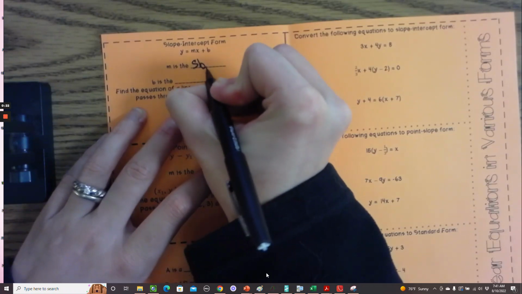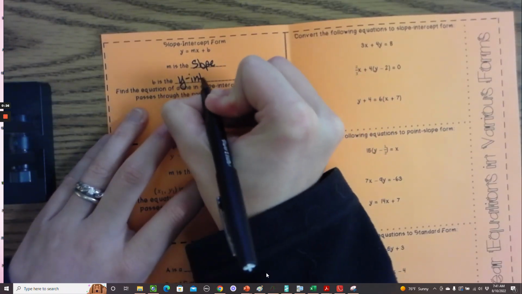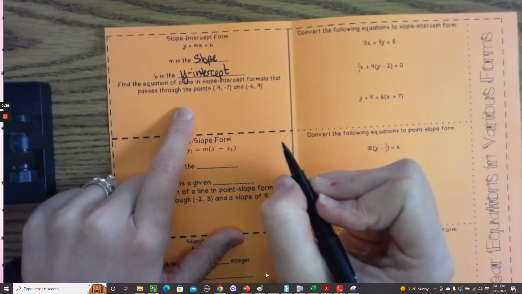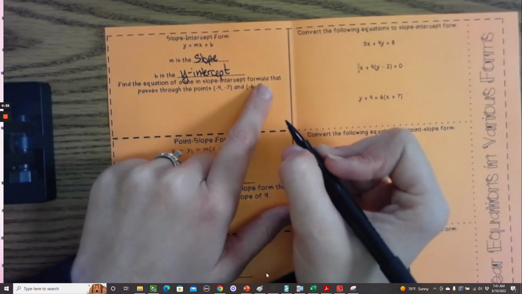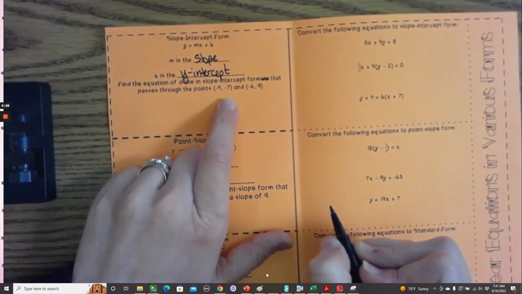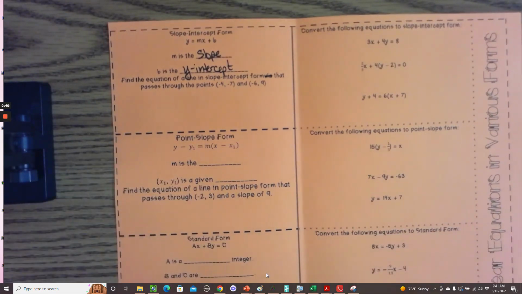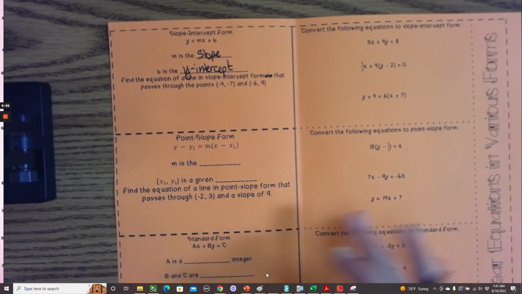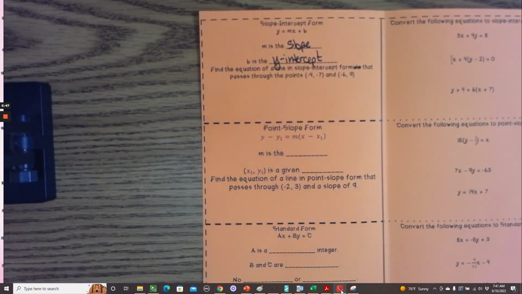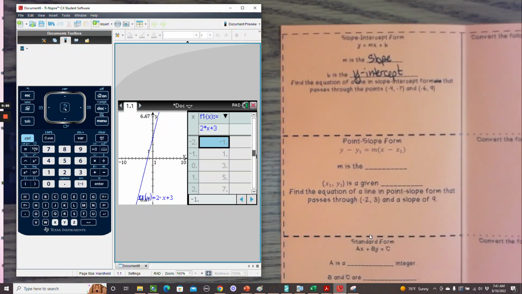M is the slope, b is the y-intercept. So find the equation of a line in slope-intercept form that passes through the points (-4, -7) and (-6, 9). So we found slope by hand on last night's notes. I'm going to show you how to do slope-intercept form in your calculator.